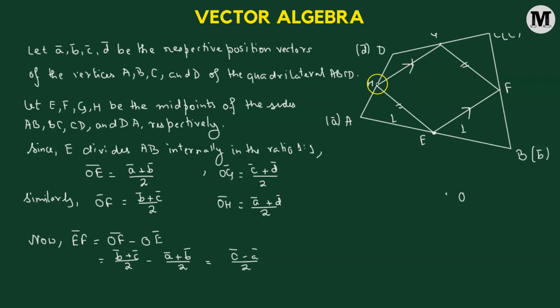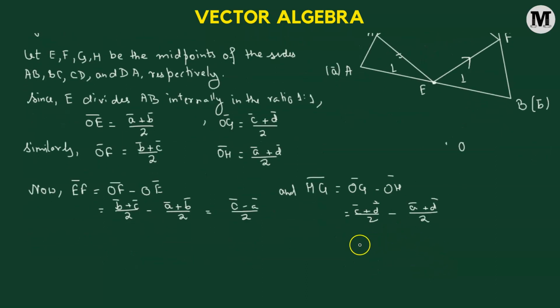Then we're going to define the vector HG, going from H to G. The HG vector will be the OG vector minus the OH vector. The OG vector is C vector plus D vector, whole divided by 2, minus OH, that's A vector plus D vector, whole divided by 2. Now when we combine them we get C vector minus A vector, whole divided by 2. This suggests that the EF vector equals the HG vector.